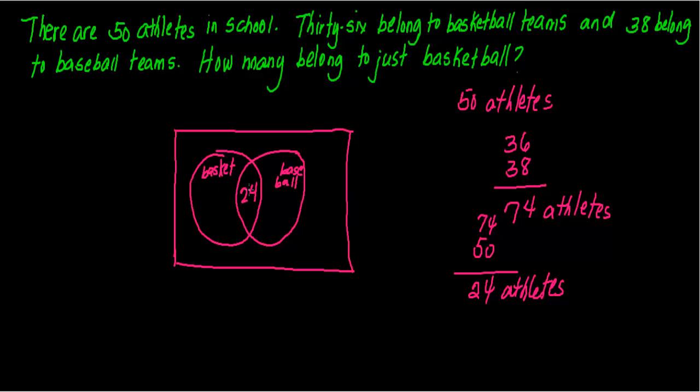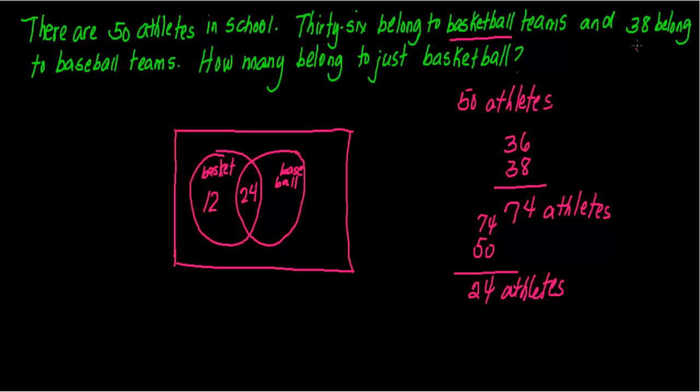Knowing this fact, then you can figure out how many belong to basketball and how many belong to baseball if you have a total of 50 athletes. Okay? Now, if you know that there are 36 that belong to basketball, and so far I have 24 in basketball, then how many more should I have in this bubble to make a total of 36? That would be 12.